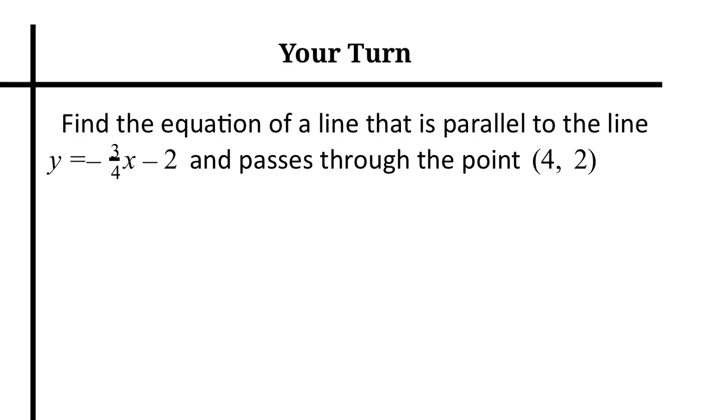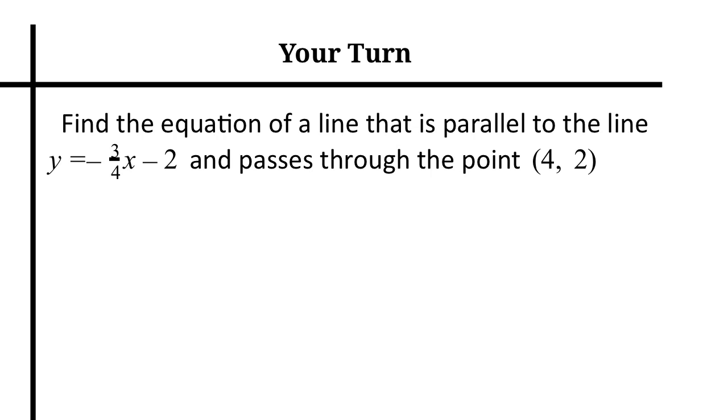Now it's your turn to give it a try. Here is a brand new problem. You were asked to find the equation of a line that is parallel to the line y equals negative 3 over 4x minus 2 and passes through the point 4, 2. Go ahead and pause the video, try to work it out, and then come back for a full solution.